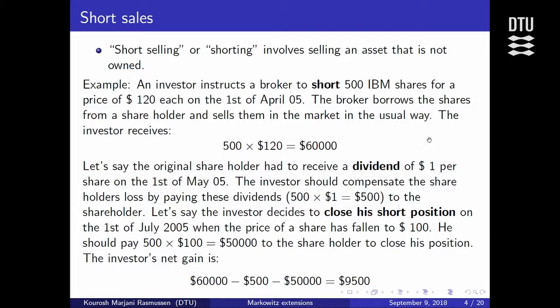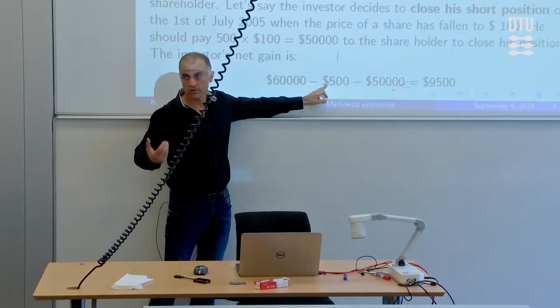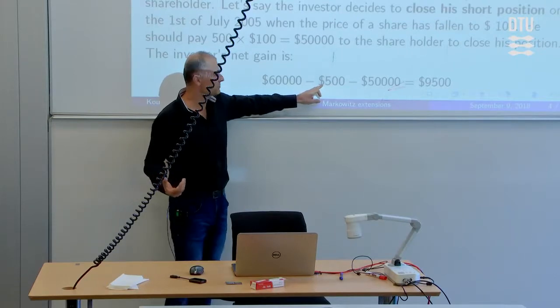So what does it mean? It means that I receive 60,000 when I short the 500 stocks. Then I should pay the dividends. That's the 500. Again, everything is going into my book. So I pay the 500 in dividends that the original holder of the shares has to receive.